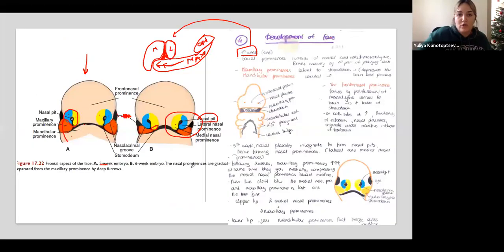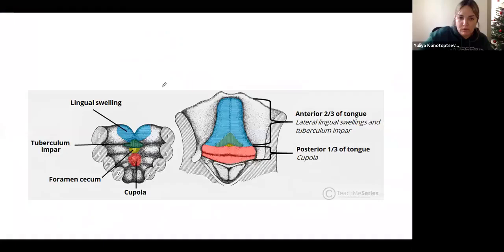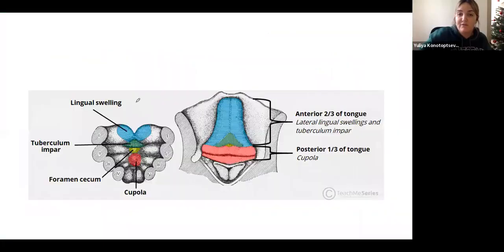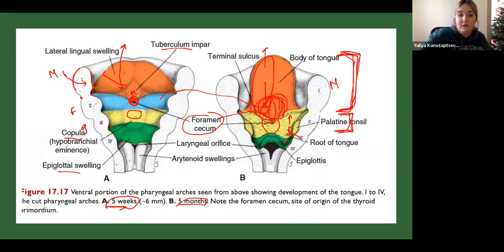Follicular cells arise as endodermal proliferation between tuberculum impar and copula, so between them, during approximately the 4th-5th week. Okay, 4th-5th week, this is when the follicular cells of the thyroid, the endodermal proliferation, arise right here between tuberculum impar and copula.